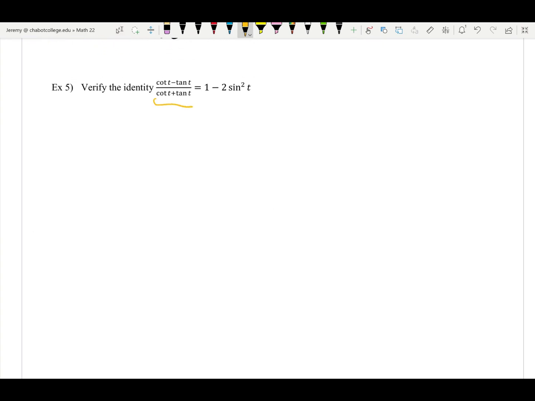Not going to bother saying the whole equation here. I'm already losing my voice a little bit.